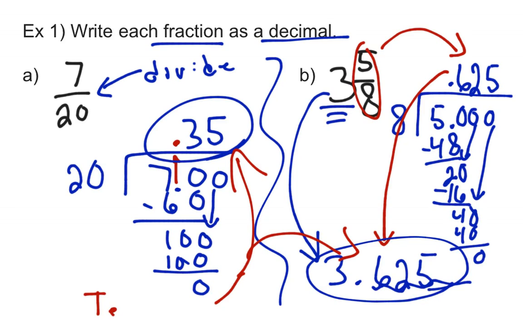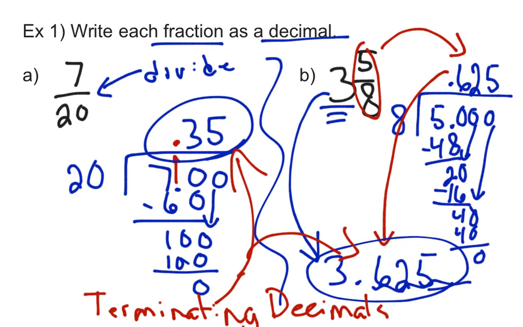Now the one thing I'm going to say here is these two answers, the 0.35 and the 3.625, these are what we call terminating decimals, because terminating decimals are decimals where the number eventually just stops. It doesn't keep going and going and going forever. It's 0.625, it ends. It's 0.35, it ends, because that's what it means to terminate. It means something ends or something stops.